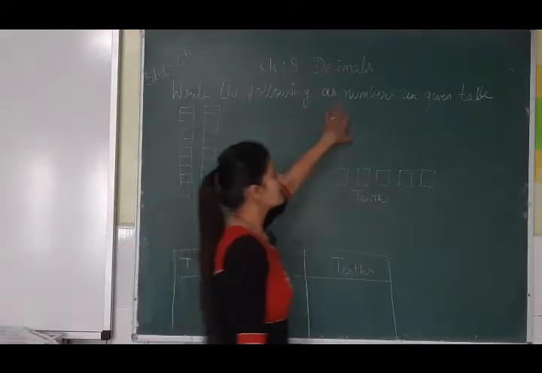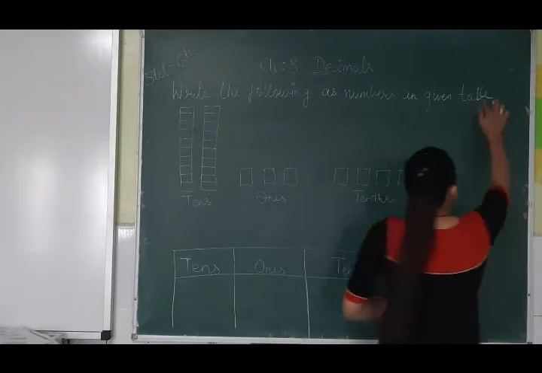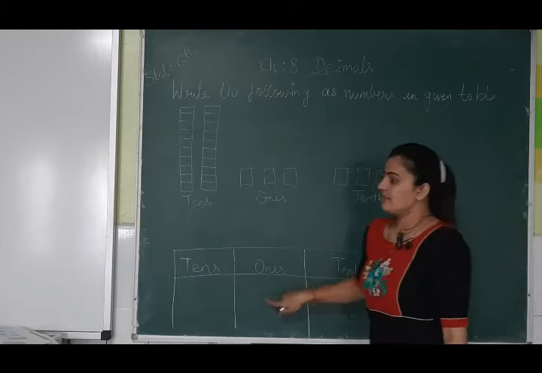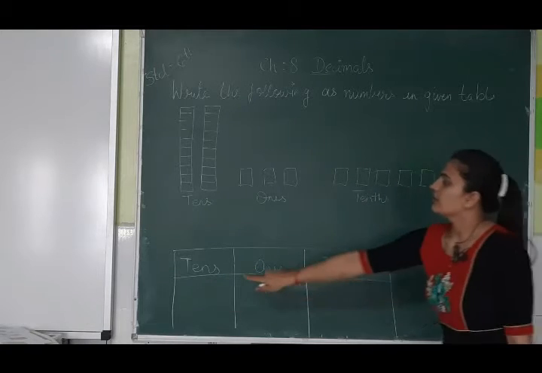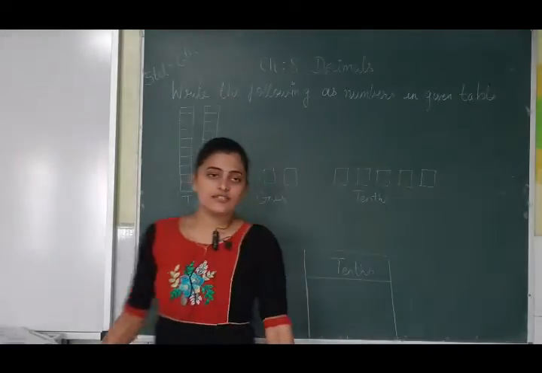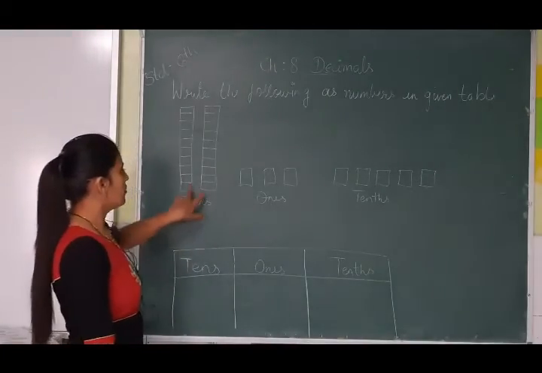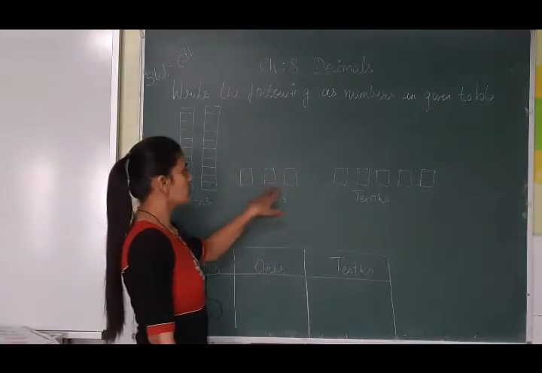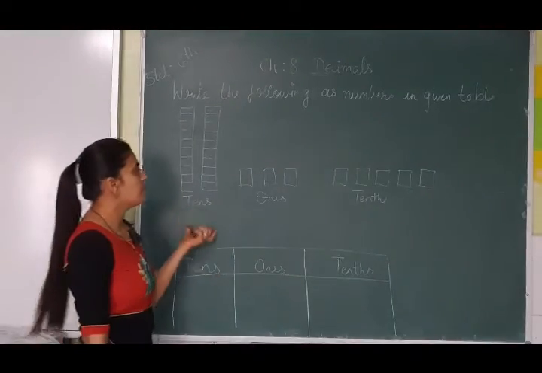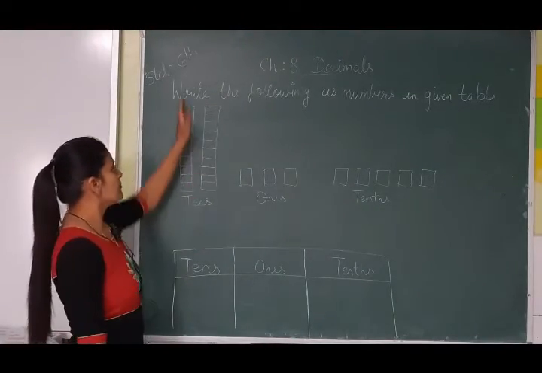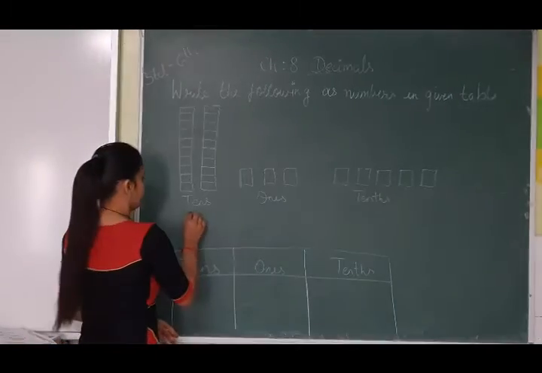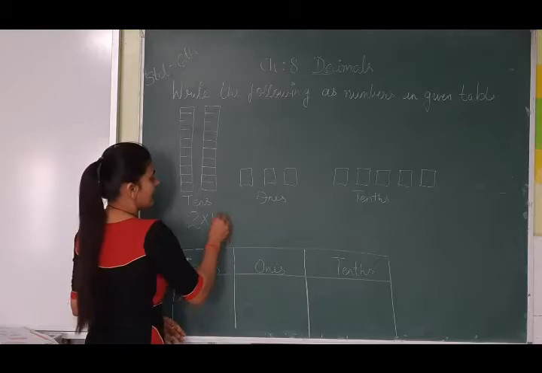Write the following as numbers in the given table. Now here a table is given. Here you can see this table is given: tens, ones, and tenths. Now here a figure is given, blocks are given to you. Here tens blocks, ones blocks and tenths blocks are given. Now you have to count how many blocks are there. Here tens blocks mean 10 blocks. How many 10 blocks are there? 2 blocks are there. So 2 multiplied by 10.